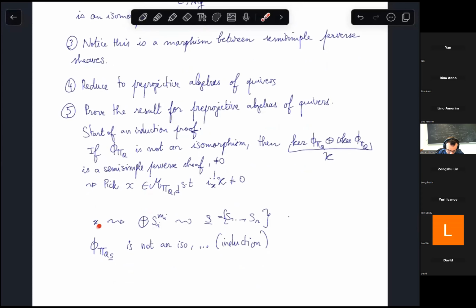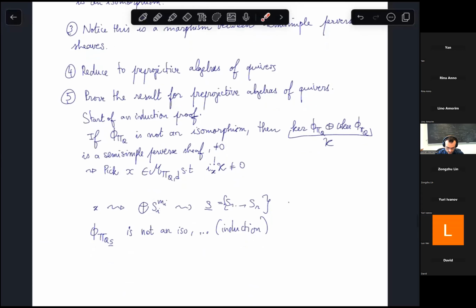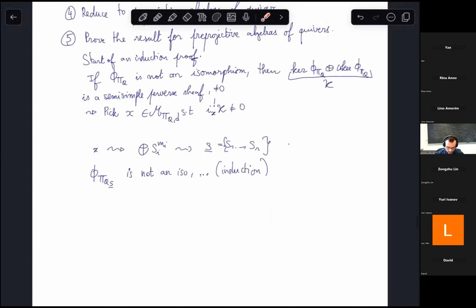Then this element X gives you a semi-simple object in the category C, so you can write it as a direct sum of simples. And what you get is a collection of simple objects. So you construct the Ext quiver for this collection of simple objects. You take the pre-projective algebra, and so on. And there is a way to deduce that the corresponding morphism phi pi Q_S for the quiver Q_S is not an isomorphism. And so we moved to another quiver, and so on and so on. We can iterate this induction.